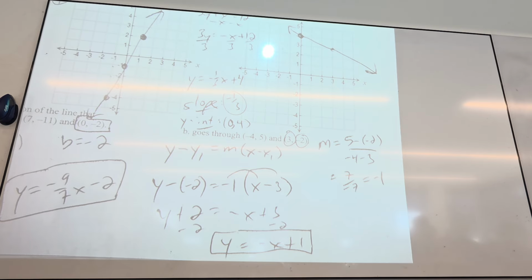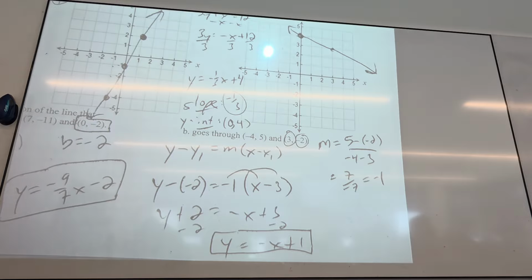Why was this point so nice? What kind of point is this? Why is this point special? It's the y-intercept. Okay. And what's b in mx plus b? Negative two, the y piece of the y-intercept. Yeah. Did they give us the y-intercept over here?